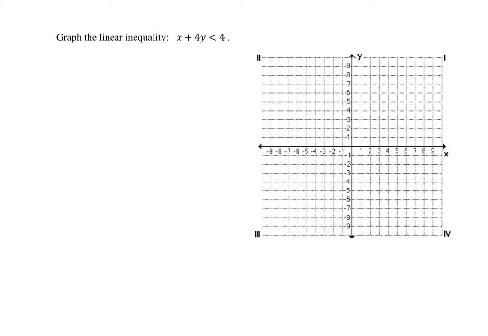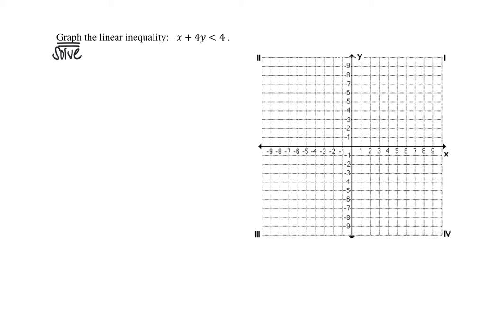In this video, we want to graph the linear inequality x plus 4y is less than 4. And just so you know, this particular problem, the way it's worded, is kind of telling you how to approach the problem because it's using the word graph and you have a grid staring at you. But there are many times where you will see the word solve instead of graph. You might see a problem that says solve the linear inequality.